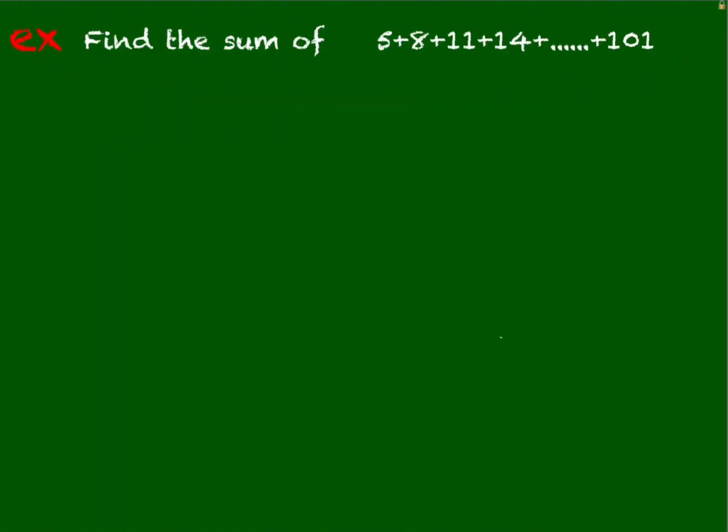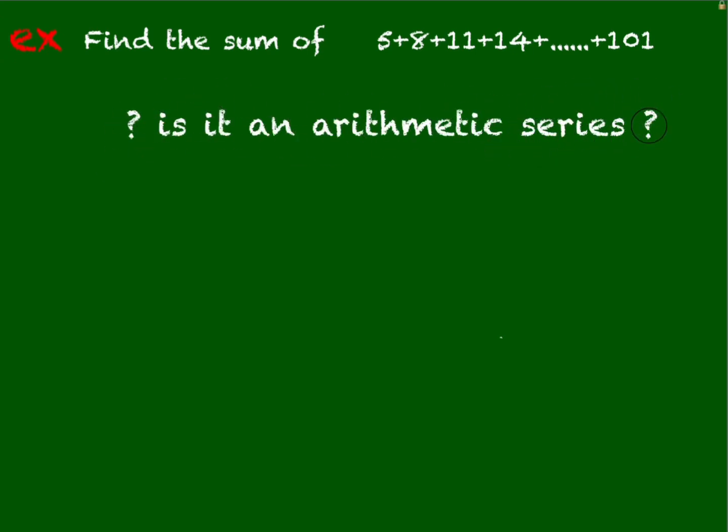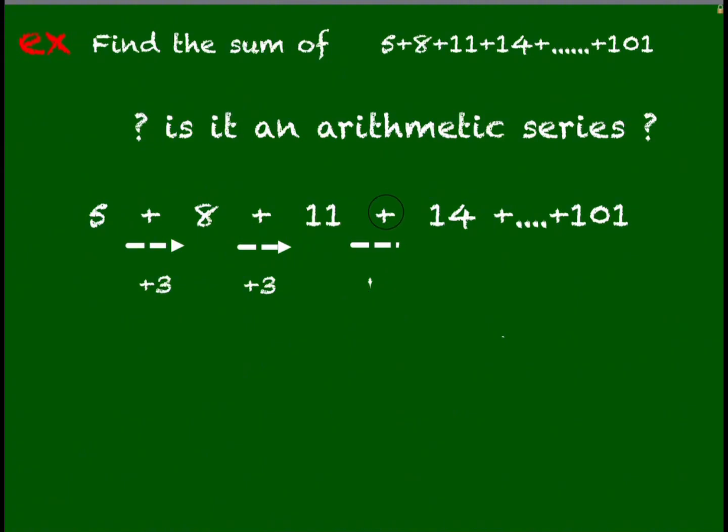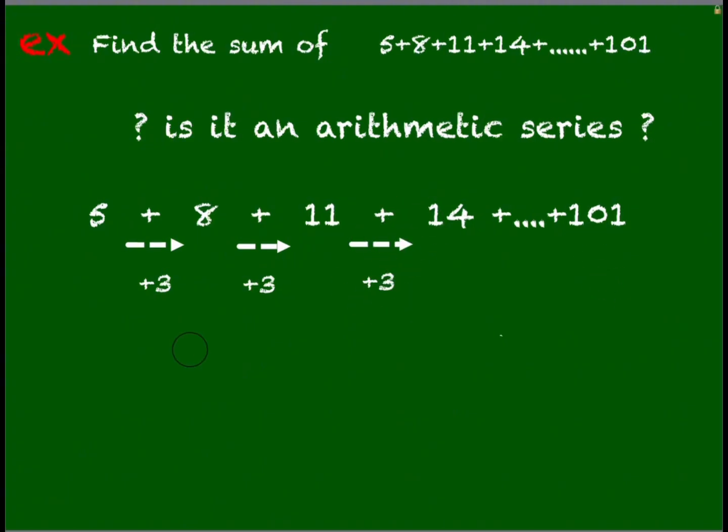Let's find the sum of the series. First, we need to check whether this is an arithmetic series or not. To do that, the differences between consecutive terms should be the same. In this case, all the differences are equal to 3, which confirms it's an arithmetic series. The number 3 is known as the common difference.